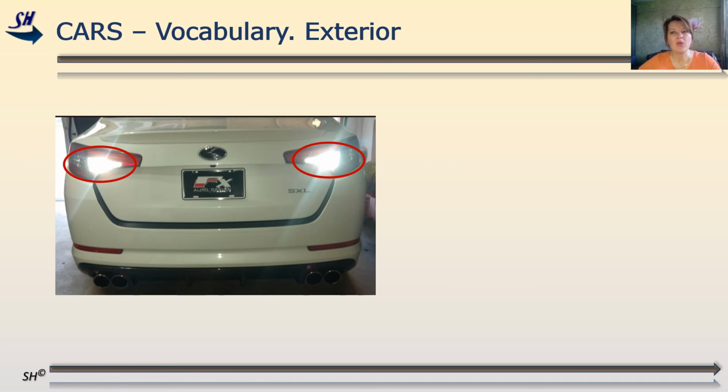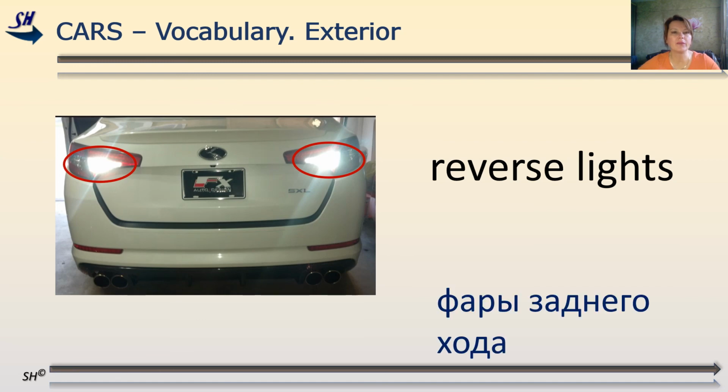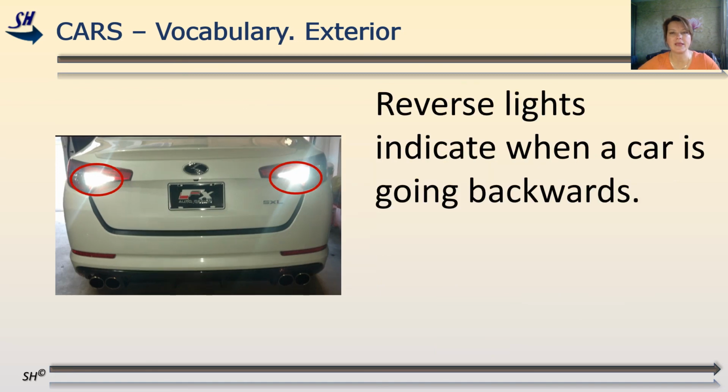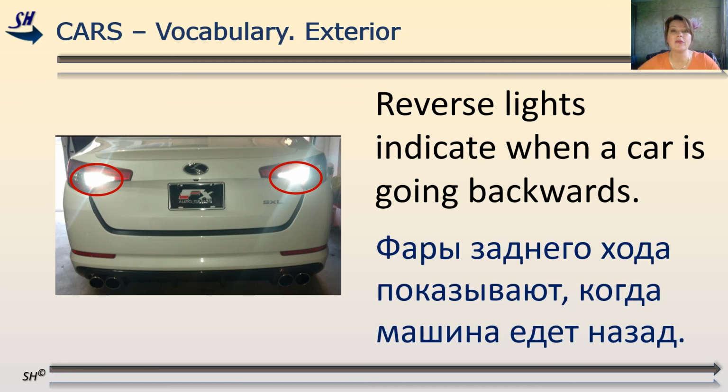When you want to show that you are going backwards, then your reverse lights are on. Reverse lights. You can say reverse lights indicate when a car is going backwards. This is basically what I've just said.